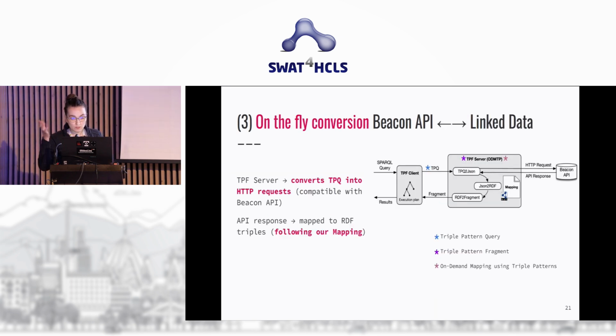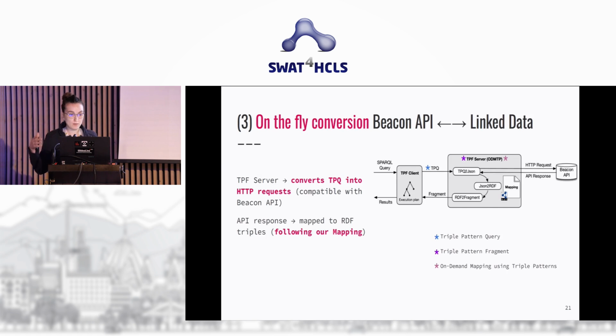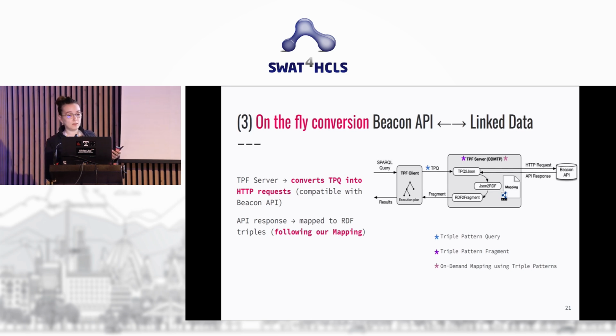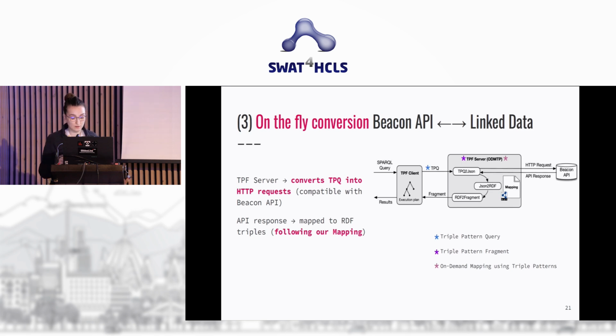And finally, once we had this semantic representation and RML mapping, we did the actual on-the-fly conversion between the Beacon API and the linked data, thanks to an ODM TPF server. What happens is that the TPF server converts triple pattern queries into HTTP requests that are compatible with our Beacon API. Then the Beacon API sends back responses, and these responses are mapped to RDF triples, again following our mapping. Then it is sent back to the TPF client that sends the response.